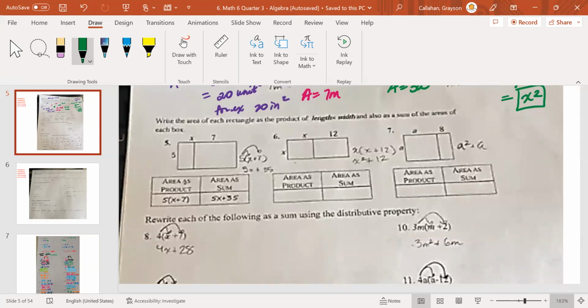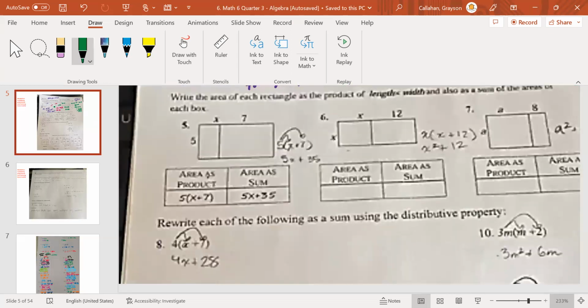So then for number 5, it asks you to write the area of each rectangle as a product of length and width and also as a sum of the area of each box. So the example here is the area of the product of this rectangle right here is 5 times x plus 7. Wait, x plus 7.